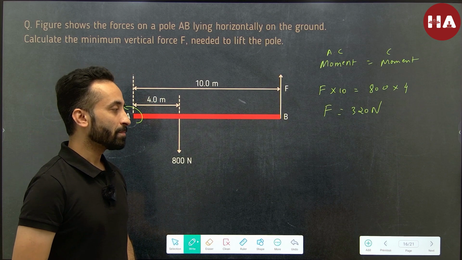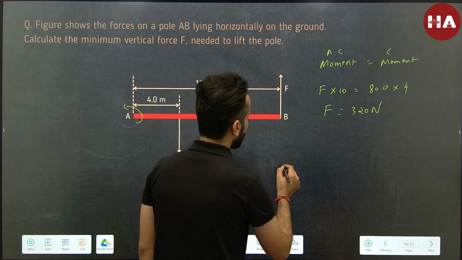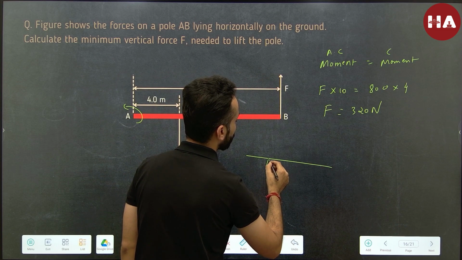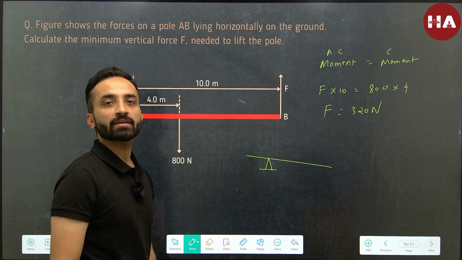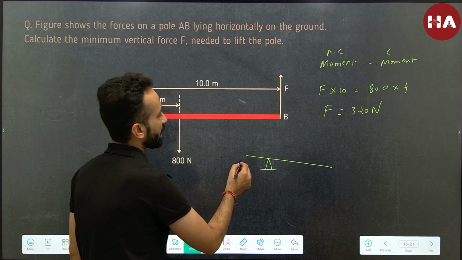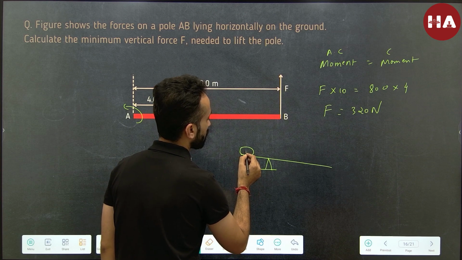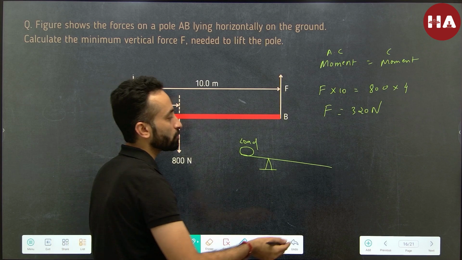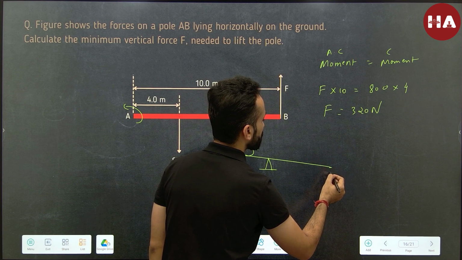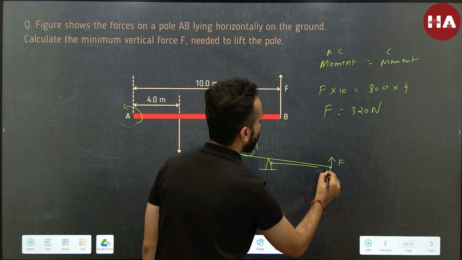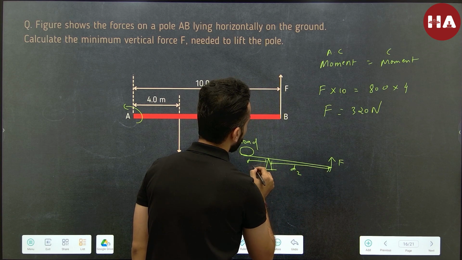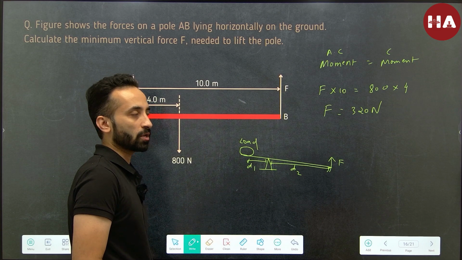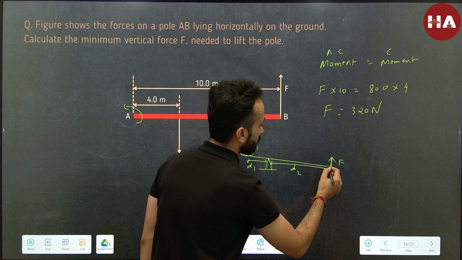We can minimize. So for example, if we have to lift a heavy object, understand this, then what can be done? That heavy object can be put over here, that can be called the load that we have to lift, and we can apply a force here. So if this is a longer arm, then with a smaller force we will be able to lift the load.